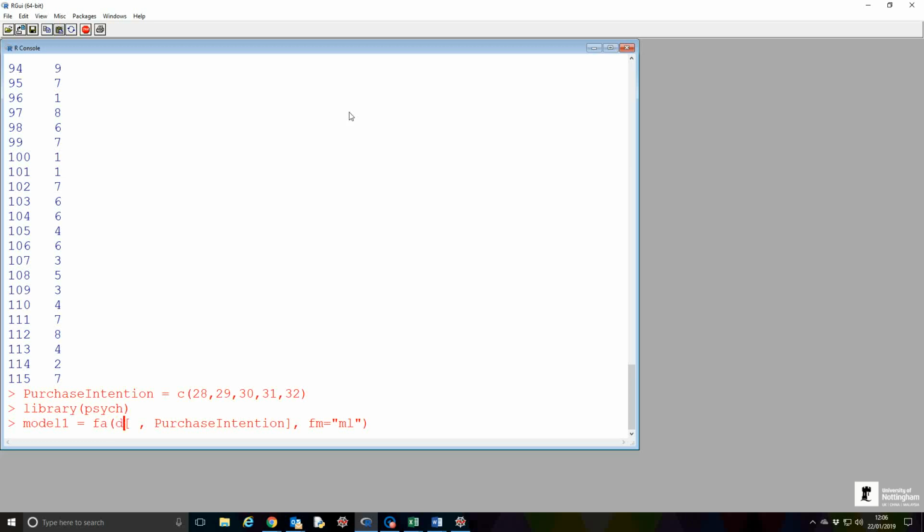We're giving it D, which is the object we created earlier, and we're saying out of D we want all of the rows, which is this bit on this side of the comma, and then the columns are the columns we've already defined as purchase intention. FM is the factor method, and we want that to equal maximum likelihood. FM and ML are all just defined in the psych package instructions. So if you want to use a different method, you just need to look in the instructions, see what it's called in psych, and type it in.